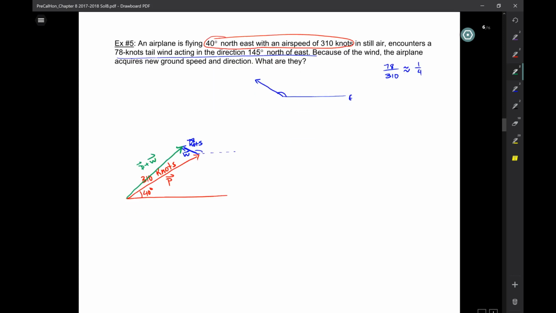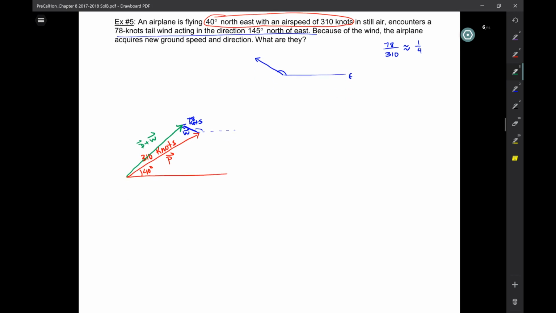So what happens here? The plane was flying in that direction, now there is wind. The airplane now acquires a new ground speed and direction. What are they? The wind is actually changing the direction of the plane, right? And what would you suspect the new speed of the plane to be? Higher than 310 or lower? Lower, right? So the magnitude of P plus W is going to be lower than 310 knots.